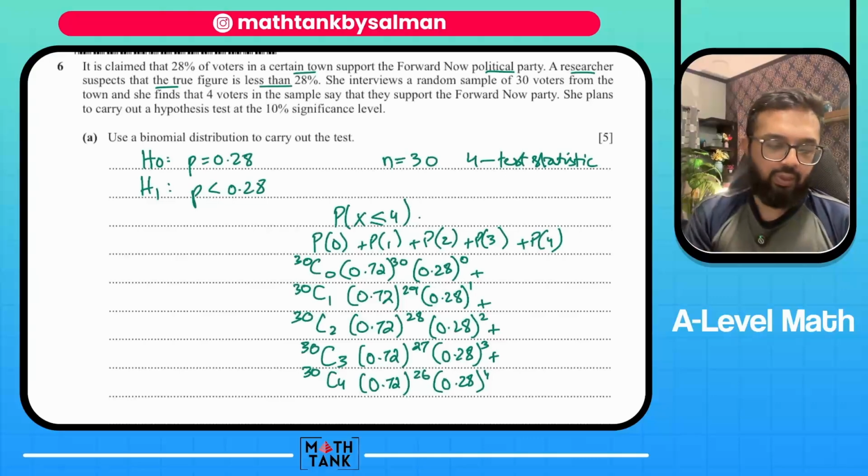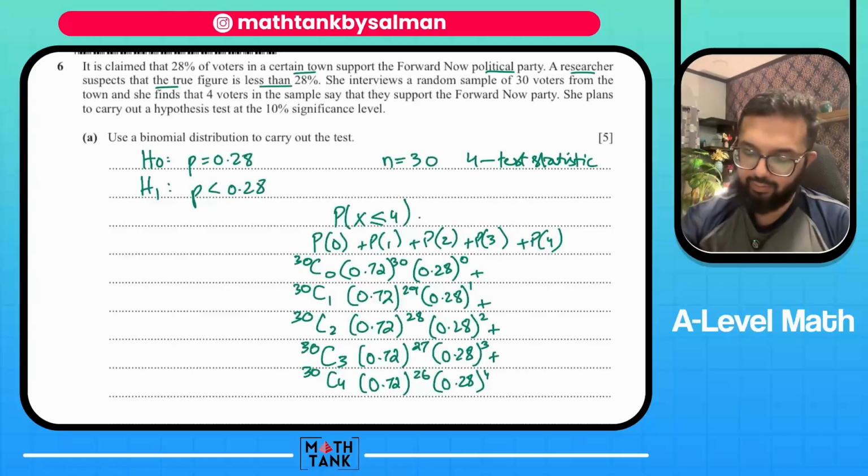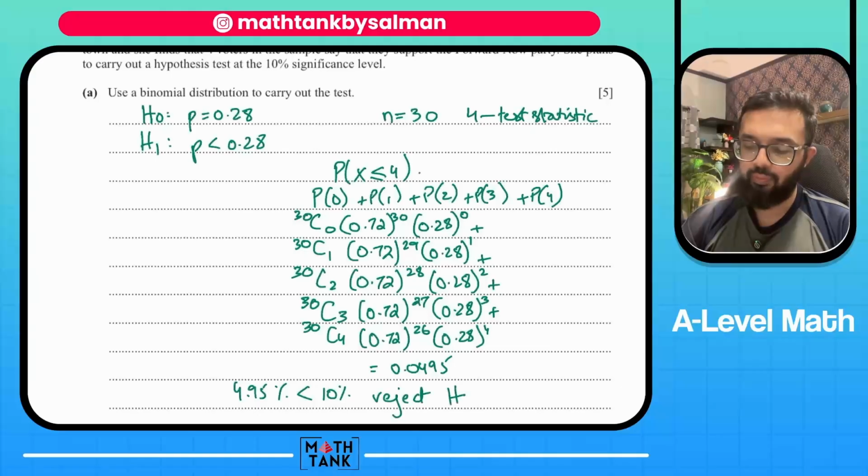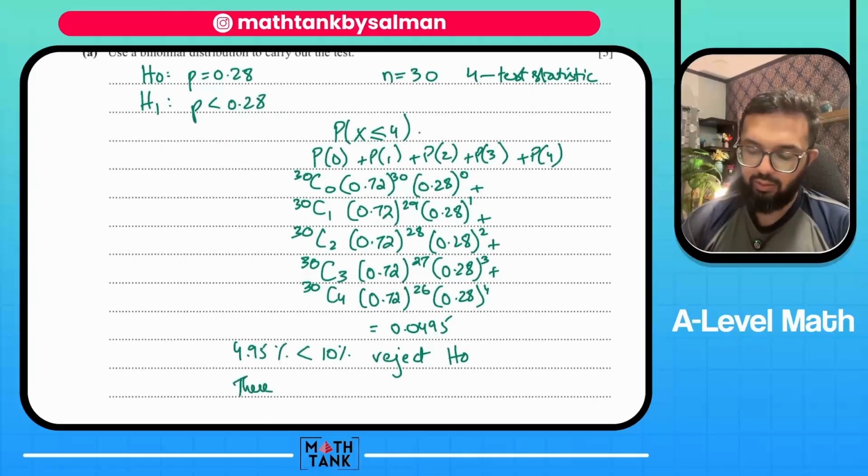Okay, calculate. 0.0495 at the 10% significance level. So 4.95% is less than 10%. So reject H naught. There is evidence that the proportion is less than 28%.